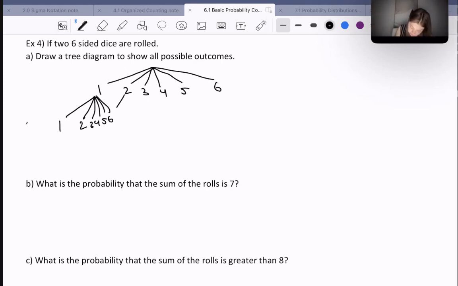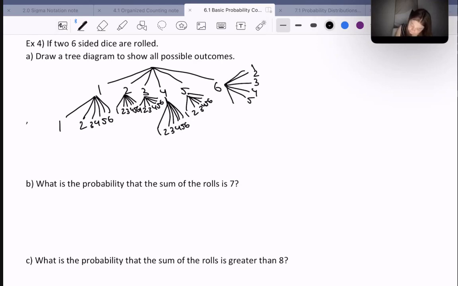or maybe we got a 2 and we also got 1, 2, 3, 4, 5, 6. This is not the best looking tree diagram, but that's okay. A 3 could be followed by 1 through 6, 4 could be followed by 1 through 6, 5 could be followed by 1 through 6, or 6 could be followed by 1 through 6. Okay, so that's not the nicest looking tree diagram, but there you go.